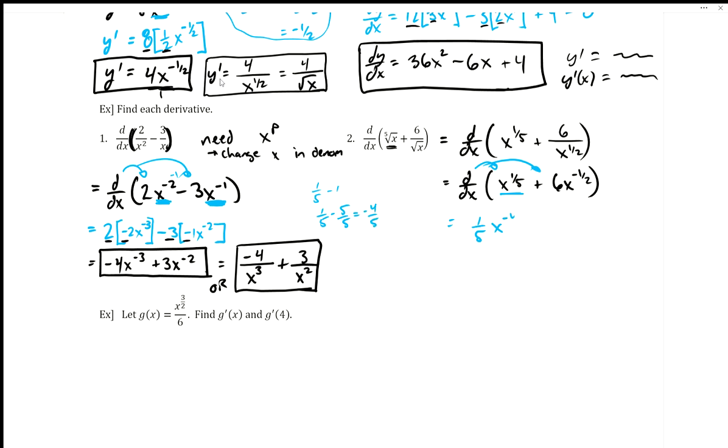Okay, so that's negative 4 over 5. And then we have plus, the 6 is just hanging out, and then that x to the negative 1/2 will do our rule. Okay, so negative 1/2 to the front, and then x, and then again, minus 1, be careful.